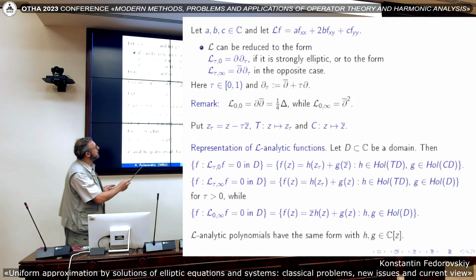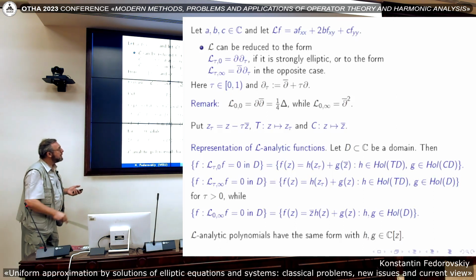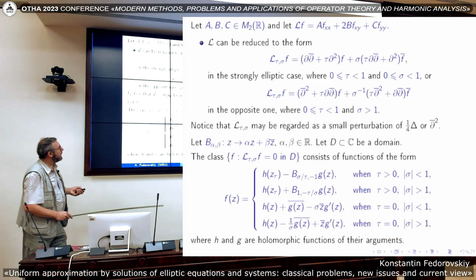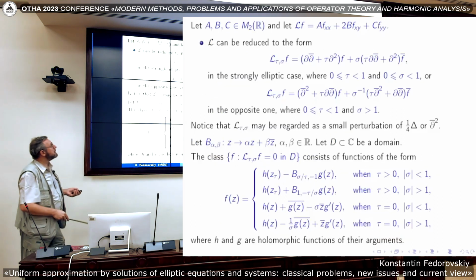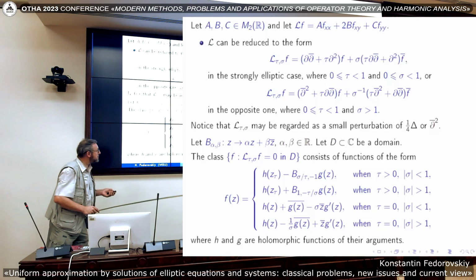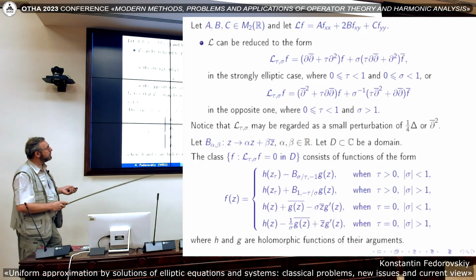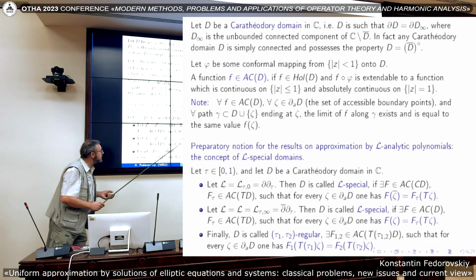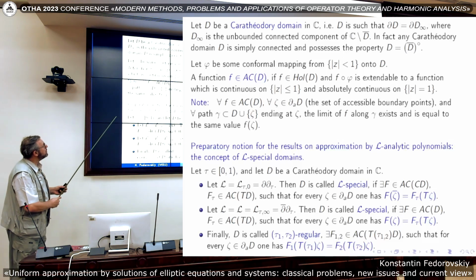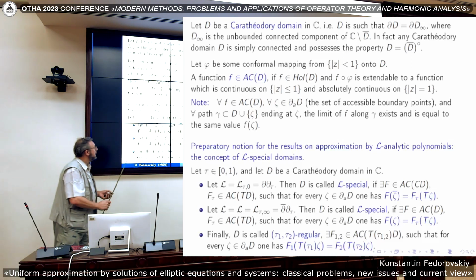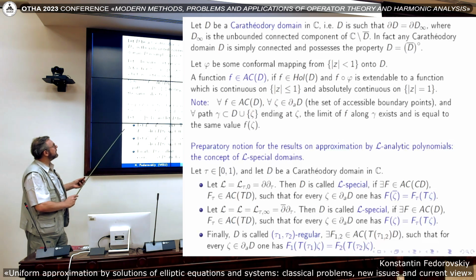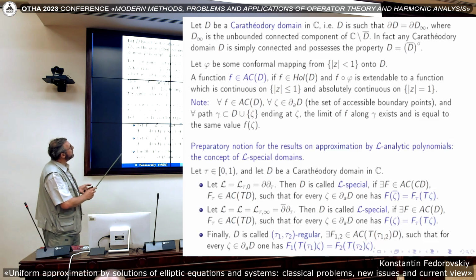And here is something more involved in the case which is not strongly elliptic. Well, this is the situation related with general systems. Unfortunately, I have no time to explain. And let me give some preparatory results about our approximation property.